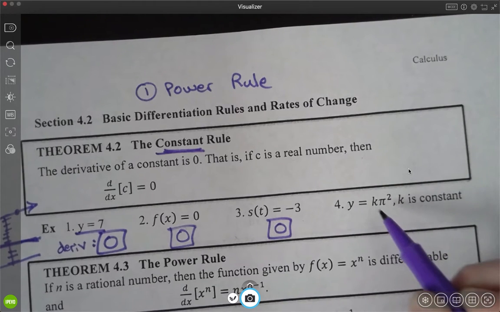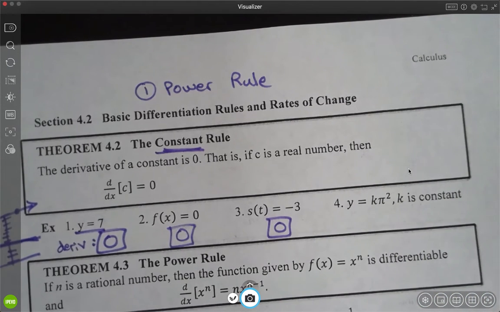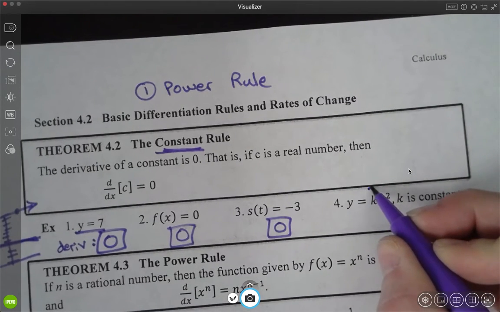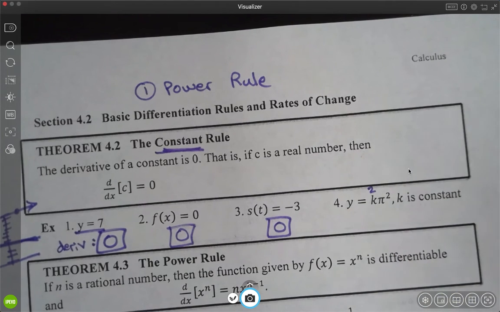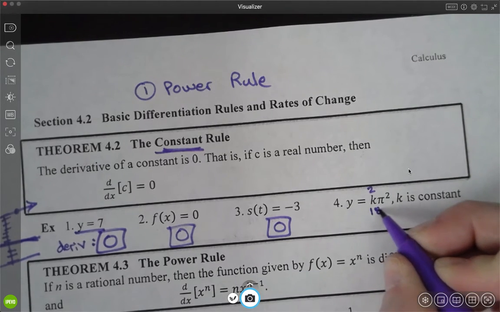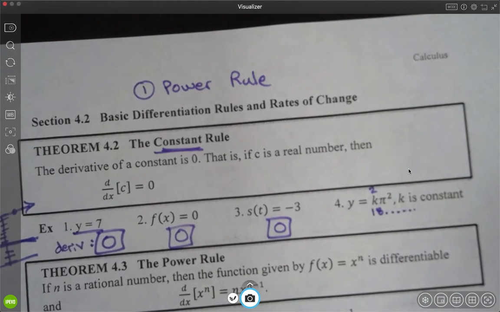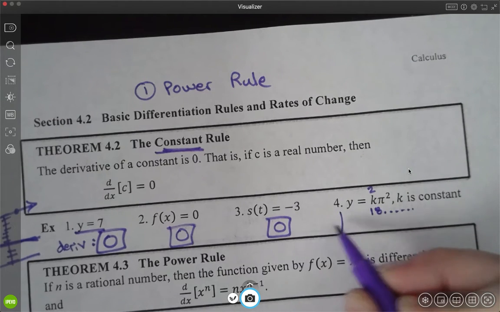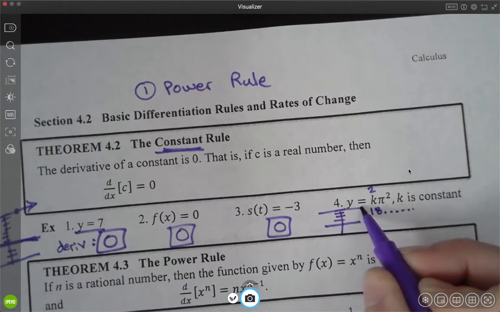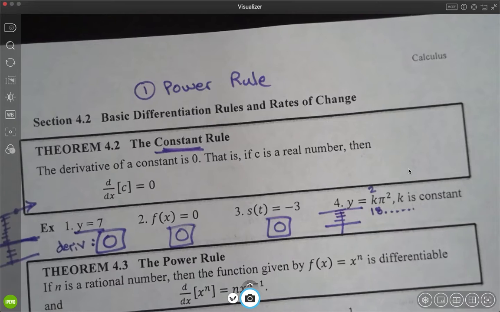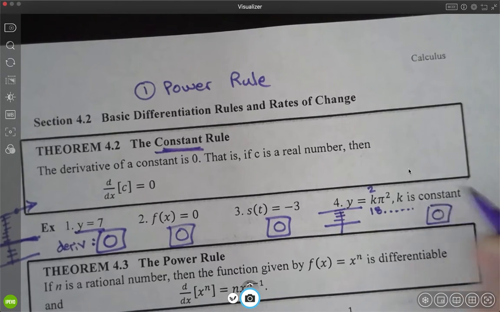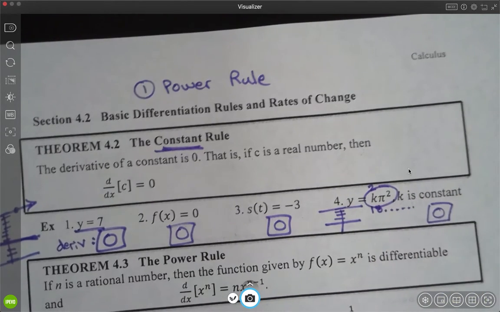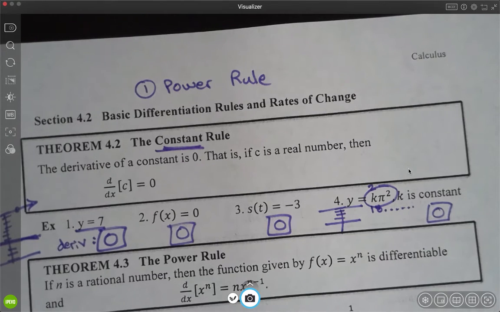Okay? Now, k pi squared. Let's say our constant is the number 2. So this would be 2 times pi squared. Pi squared would be like 9 point something, whatever. So this number is going to be 18 and maybe some change. So that's a horizontal line at 18, all the way up there. What's the slope going to be? 0. So don't let them confuse you with all these symbols in here. As long as all of those are numbers and I don't have any x's attached, the derivative is going to be 0 always, right?